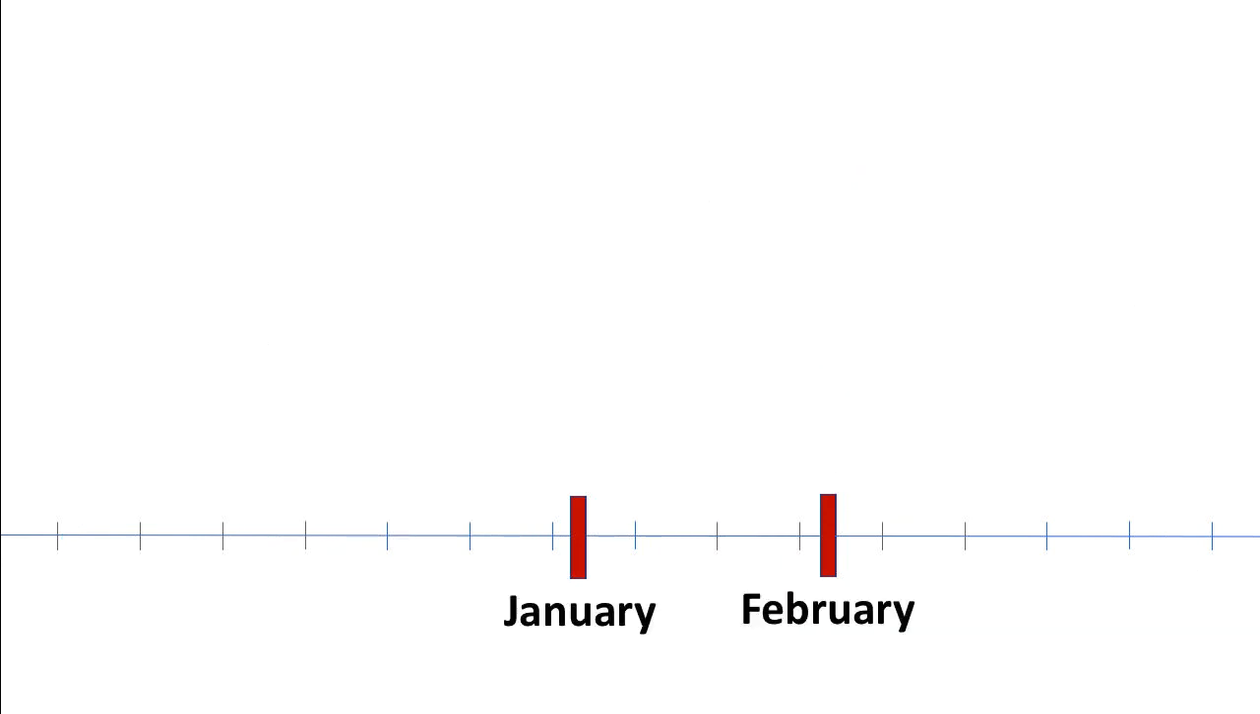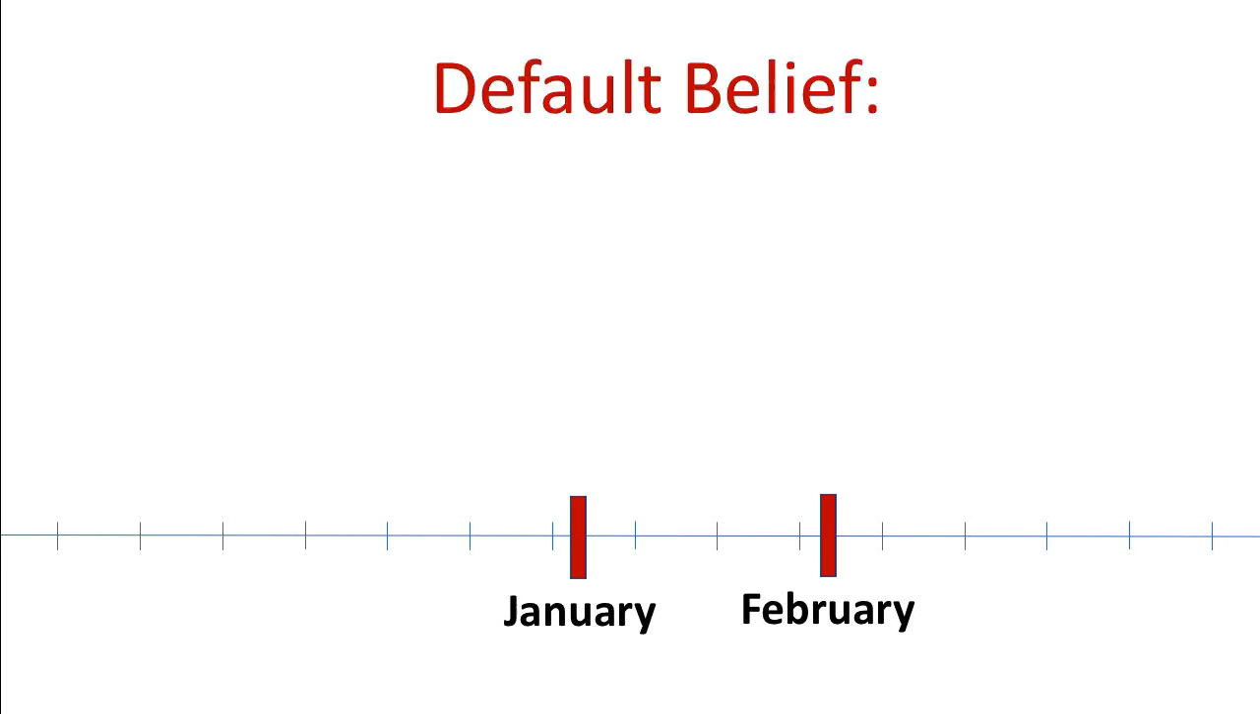Because if we want to tell whether our data points from January and February come from the same process, we can get an idea of that. It's like how likely it is that these things could come from the same distribution. So let's jump into this a little bit.